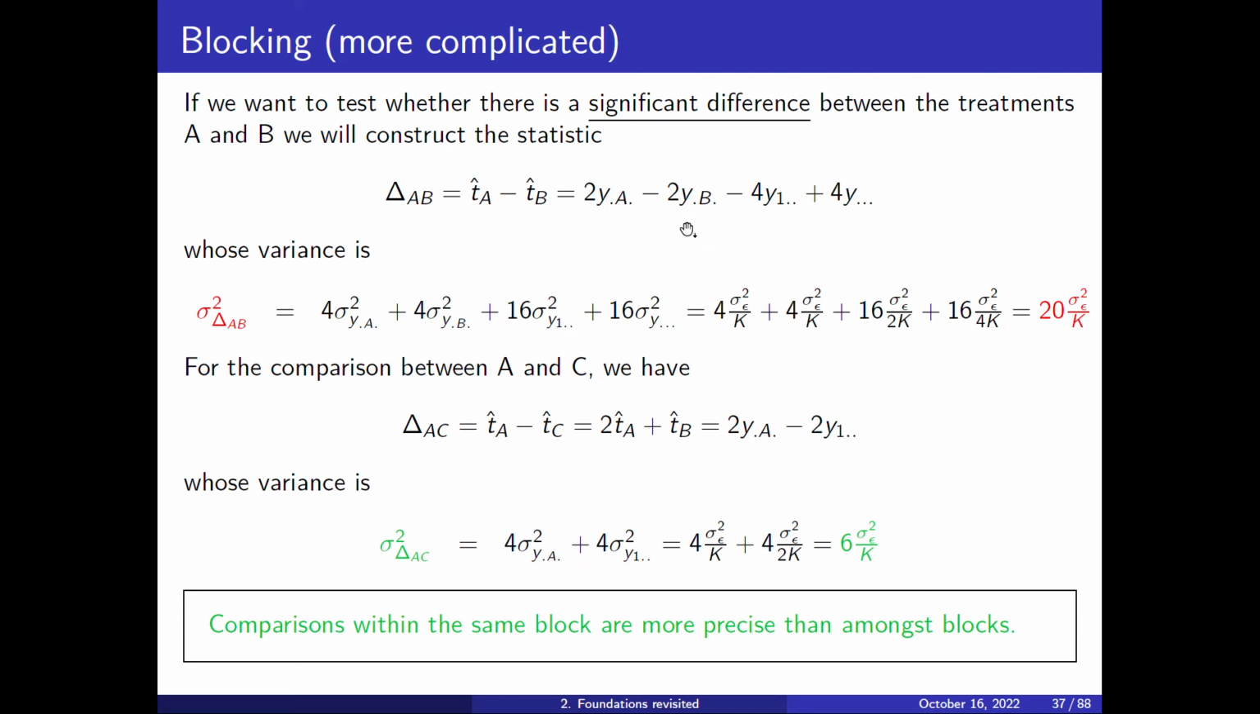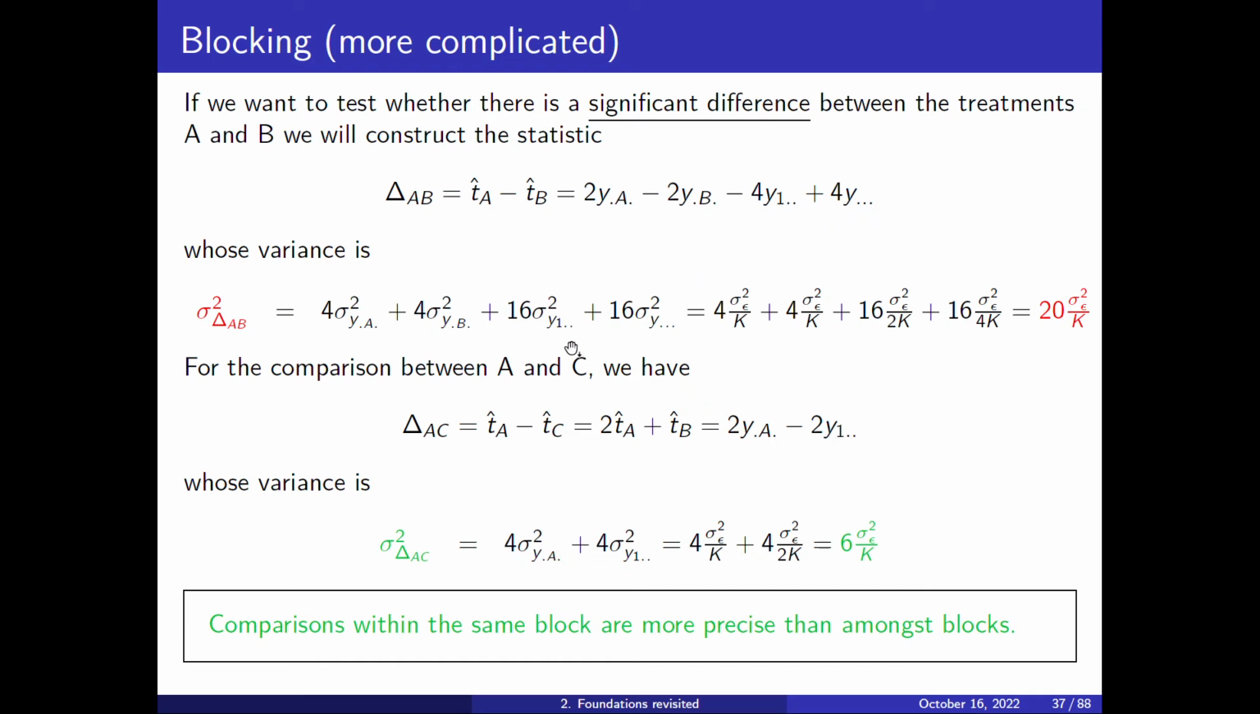And it has a consequence. So when we are comparing group A and group B, that is this thing, we have to compute the variance of this. So it is 4 times, so the coefficients in front have to be squared. So it is 4 times the variance of this plus 4 times the variance of this plus 16 times the variance of this and 16 times the variance of this.